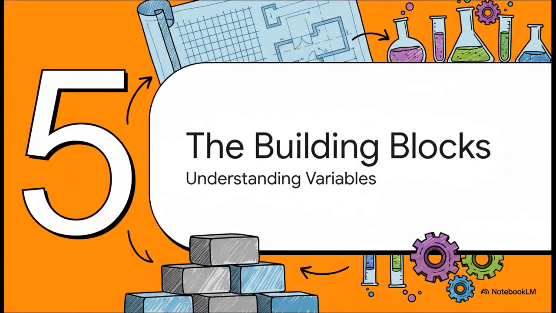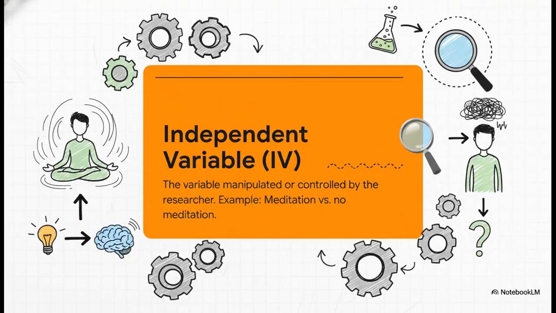Okay, so we've got our blueprint and our foundation is poured. Now we need the actual building materials for our experiment, and those materials are called variables. First up, we have the independent variable, or the IV. You can think of this as the cause in any cause and effect relationship. It's the one thing that the researcher is intentionally changing, or manipulating, to see what happens. So in our running example, it's whether a person meditates or doesn't.